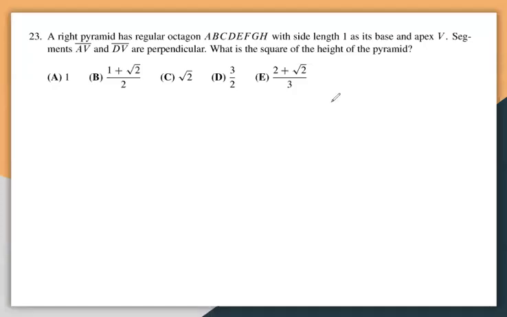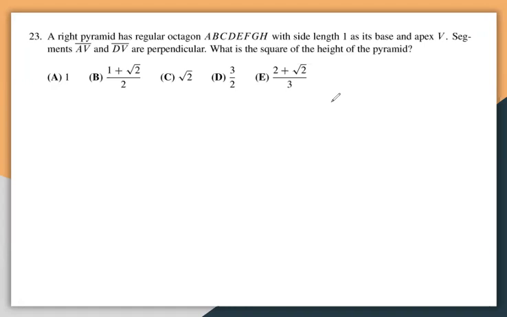Hello, everyone. So we have another problem from 2024 12B. This was number 23. We have a right pyramid with a regular octagon base, each side is 1 unit, and the apex is V. Segments AV and DV are perpendicular. We want to find the square of the height of the pyramid, right?